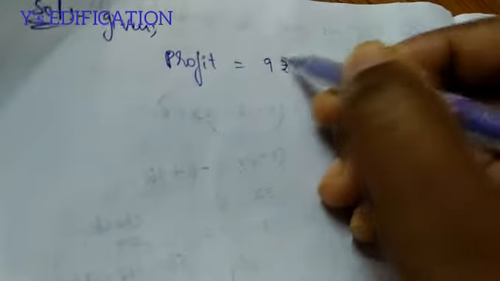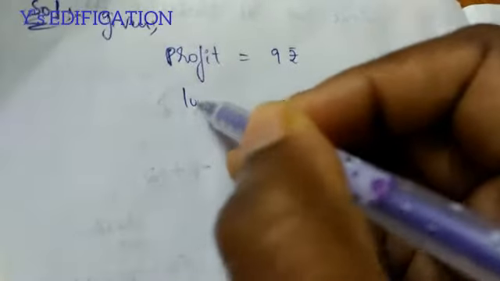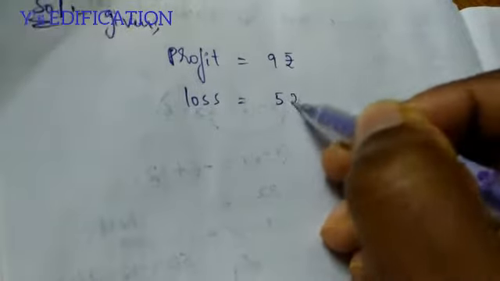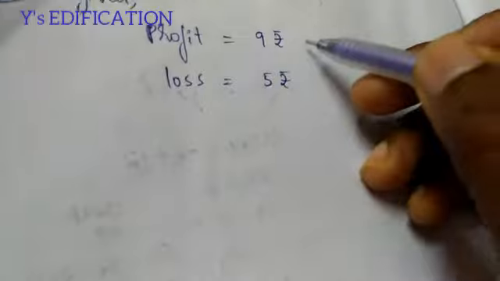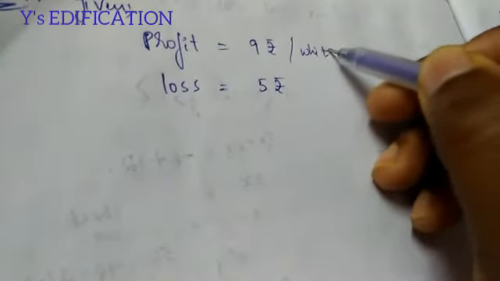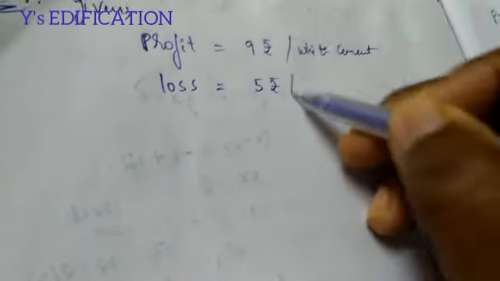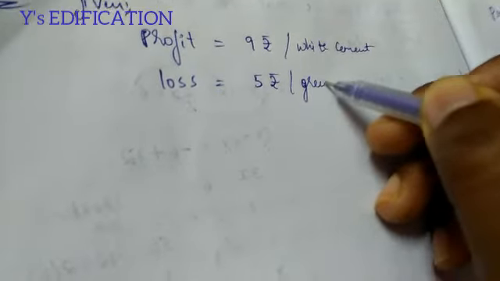So let's start with the given data. Okay, let's see what is there in the question. Given is a cement company earns a profit of 9 rupees per white bag sold. Profit is equal to 9 rupees. And a loss of 5 rupees when a grey cement bag is sold. So 9 rupees profit for white cement and 5 rupees loss for grey cement.